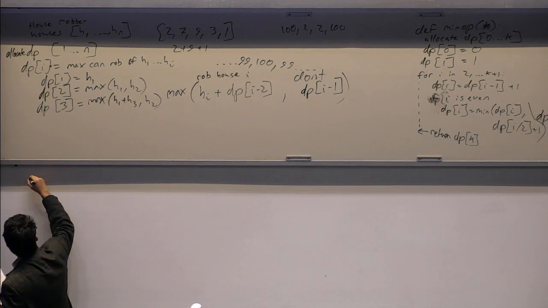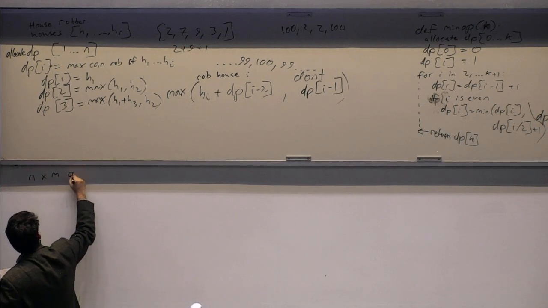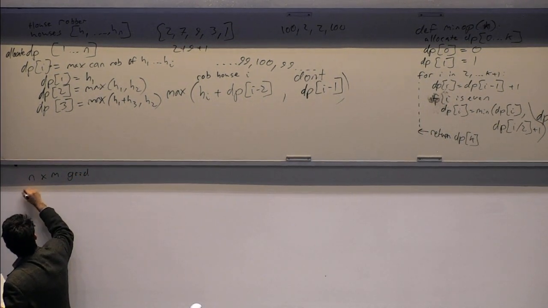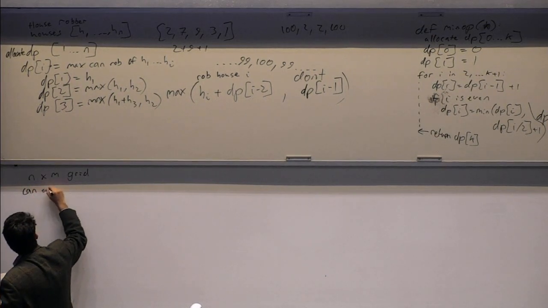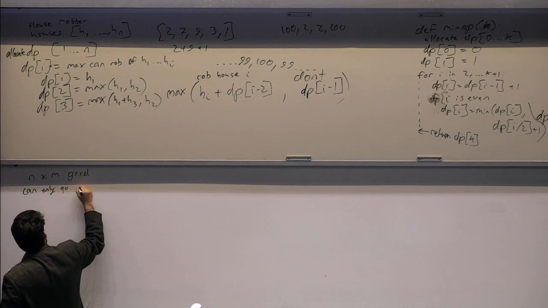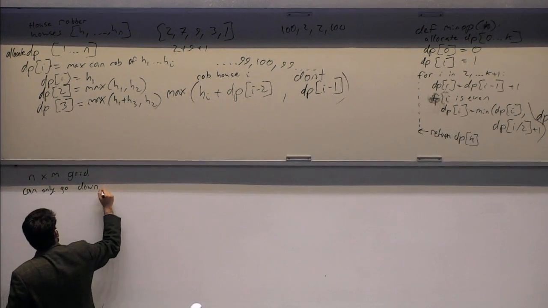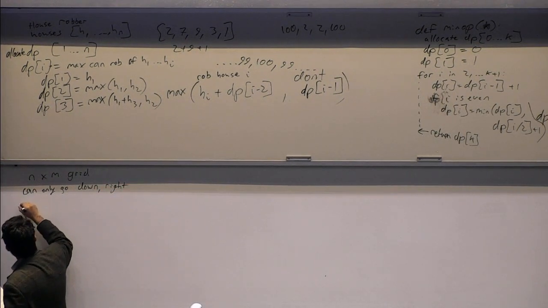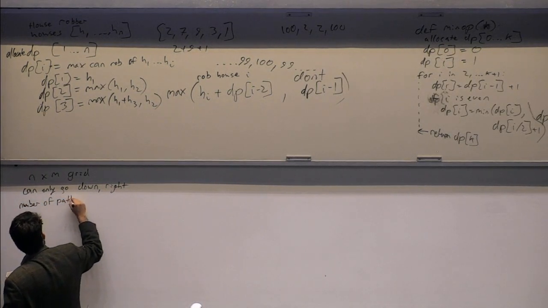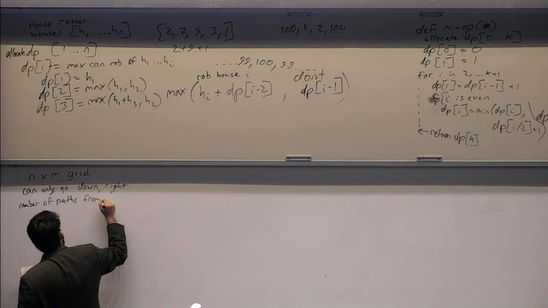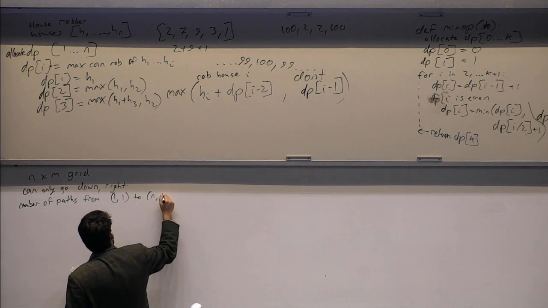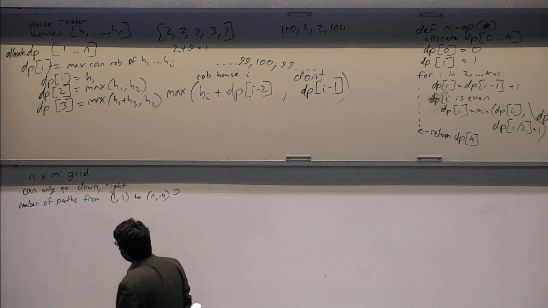All right, suppose you have an N by M grid. If you can only go down and right, what is the number of paths from 1, 1 in the grid to N, M?